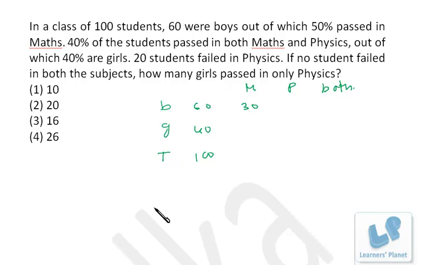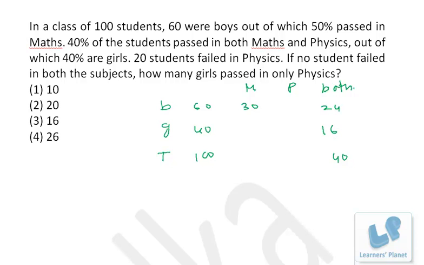Now next is, 40% of the students passed in both maths and physics. 40%, that means in all 40 students. So I write 40 over here. Both subjects total. We do not know the boy and girl breakup, right? Out of which 40% are girls. So 40% of 40, that is 16. So 16 are girls and 24 are boys.